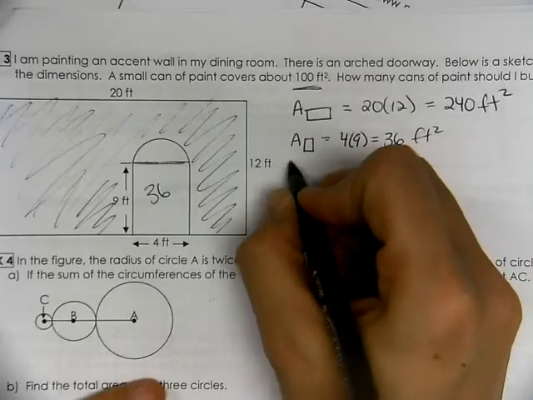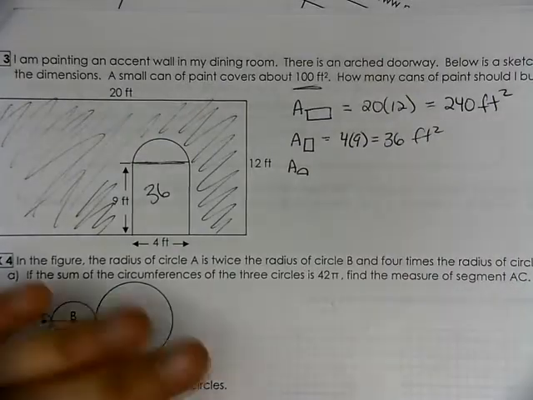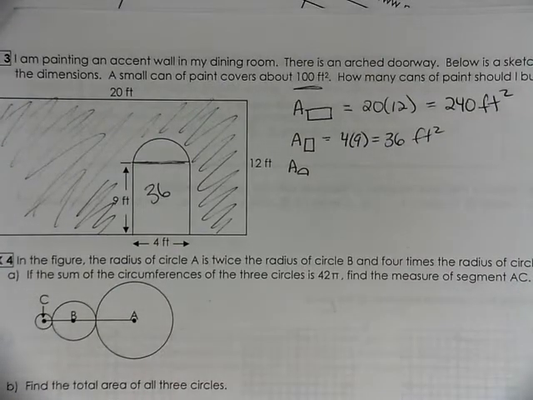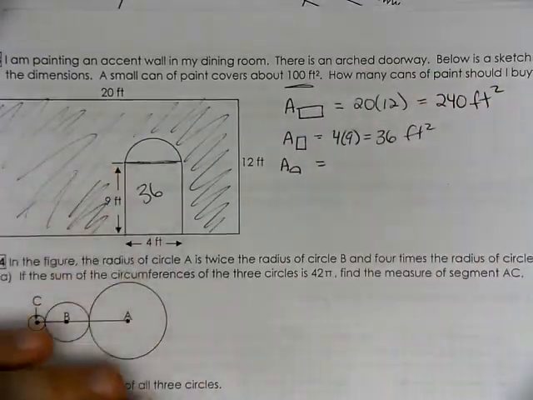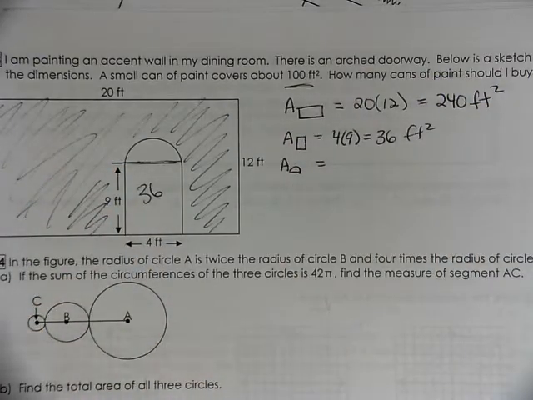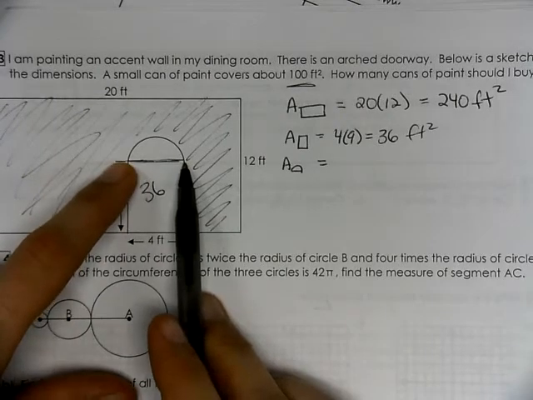Okay, then I'm going to find the area of my half a circle, the top part, the arched part of my doorway. So it's going to be pi r squared cut in half, because it's half a circle. What do you think the radius is here?